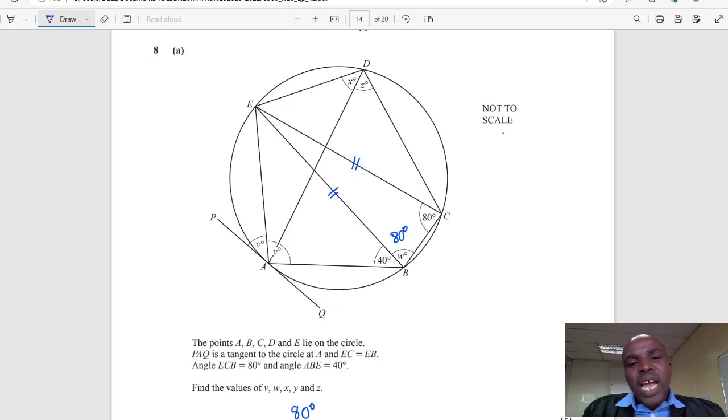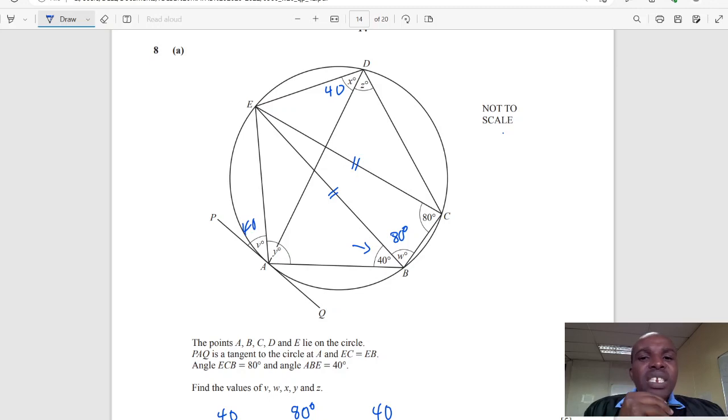Number two, I can find V. V is the exterior angle of a triangle, equal to 40 degrees. It's also the same as X, so V and X are the same, and they are the same as 40. So V is 40 degrees, X is 40 degrees. They're actually the same, so even this angle is 40. So my X is 40, my V is 40 degrees.